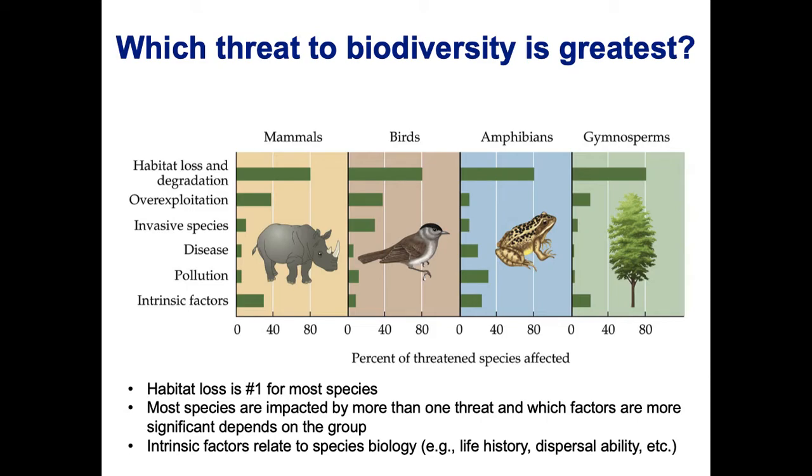Most species are, in fact, impacted by more than one threat. And this tells you a little bit more about those intrinsic factors. Some different characteristics of species make them more susceptible to extinction. And these are like life history, how well they can move, how long they live, things like that.